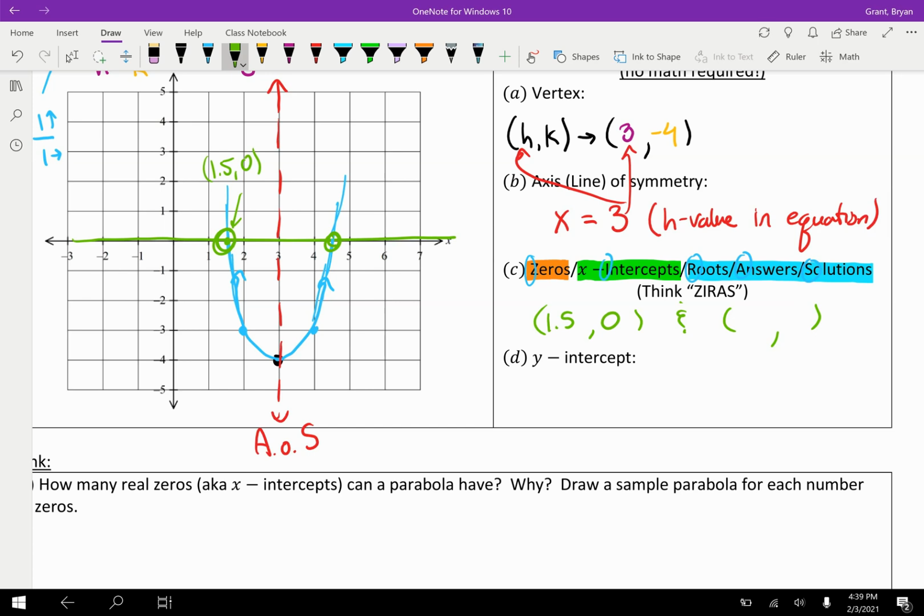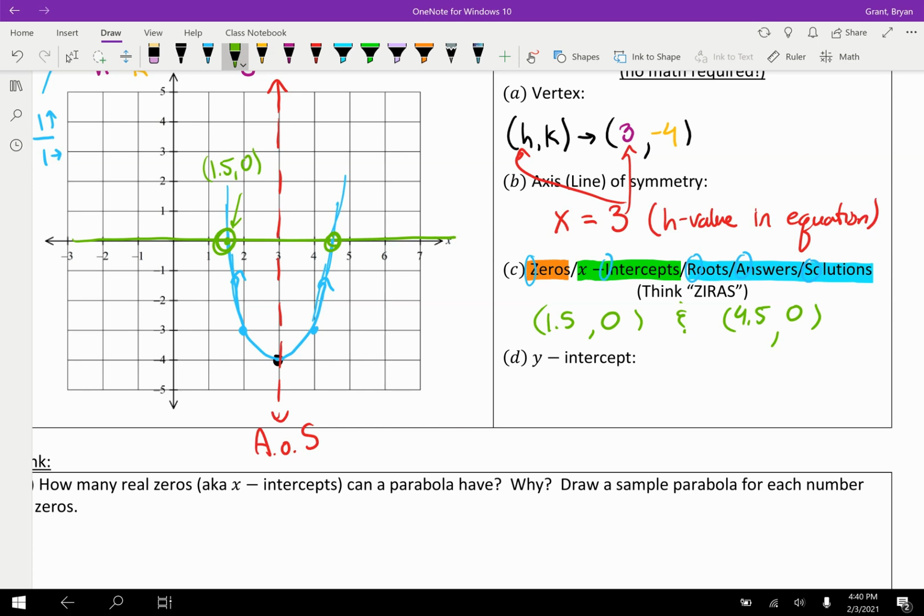Now, when I did this in class with students, some students said it was 1, comma 0. One student said it was negative 3, comma 0. Their parabola is really wide, and it doesn't matter as long as the second value here is 0. My other one looks like it's about 4.5, comma 0. You do need to notice, though, that for x-intercepts, the y value is always 0.